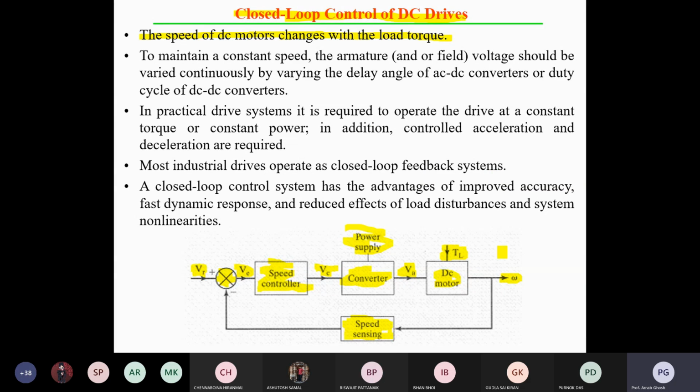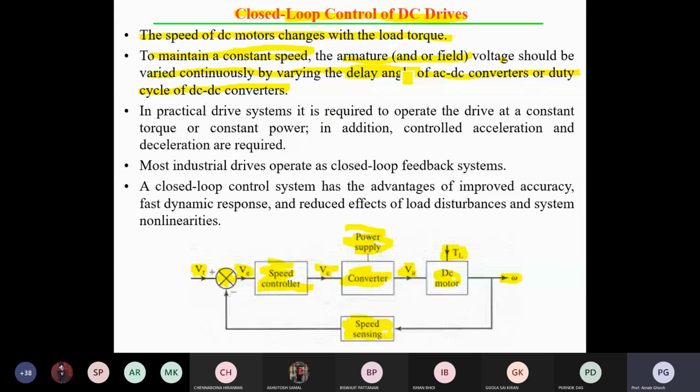What is written to maintain a constant speed? The armature and or the field voltage should be varied continuously by varying the delay angle of the AC-DC converter or the duty cycle of the DC-DC converter. So the duty cycle of the DC-DC converter will be varied, or sometimes if that DC-DC converter is not there and only AC is available, you just convert that AC to DC and feed it to the motor. In that case, delay angle, which is actually called firing angle, should be varied.